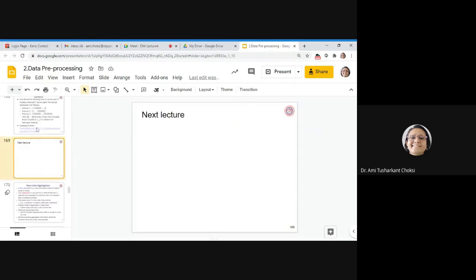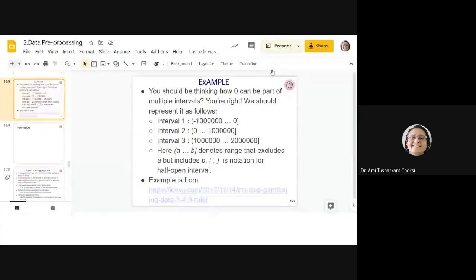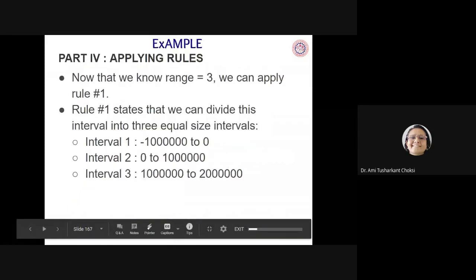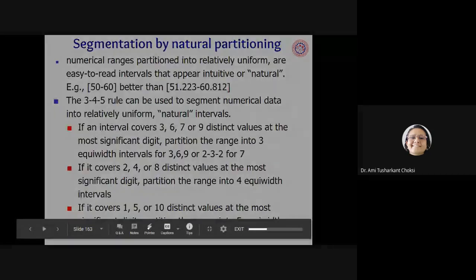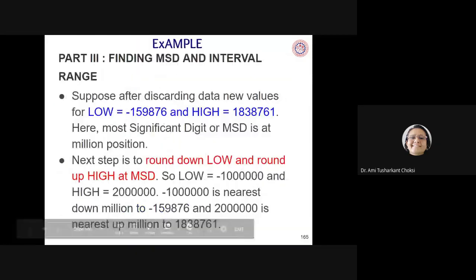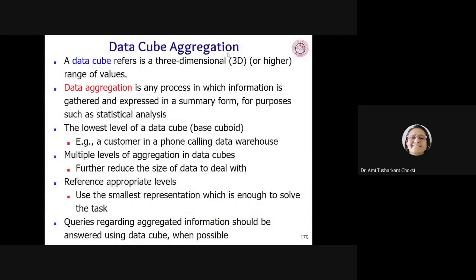So, in the last lecture, we have seen the natural segmentation, right? That was segmentation by natural partitioning, right? Recall that the 3-4-5 rule was there, isn't it? So now we want to study data cube aggregation. Now what is that? For that, just recall what is a data cube.